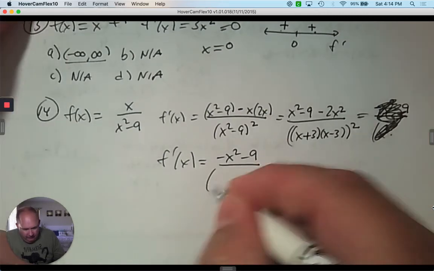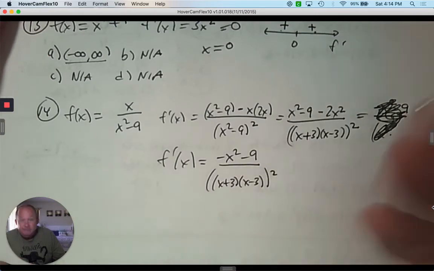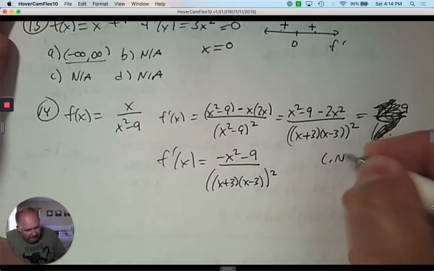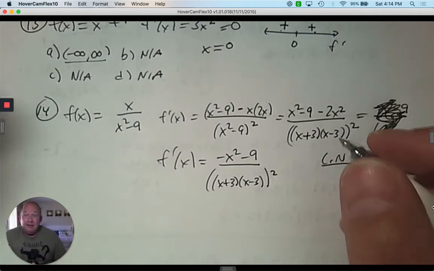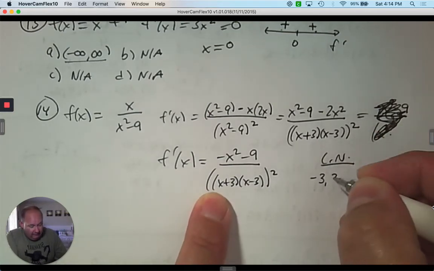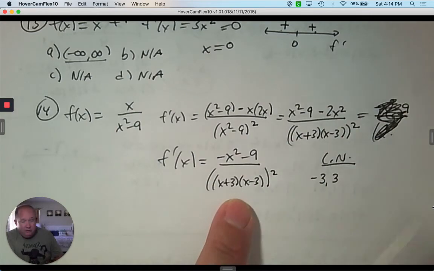Okay. So where are the critical values? So there's the derivative. The critical values are what make it undefined or equal to 0. So where is it undefined? I need to look in the denominator. What two x values make it undefined? So I want you to notice that negative 3 and positive 3, both of those values make the bottom 0, which makes it undefined, which makes it a critical number.